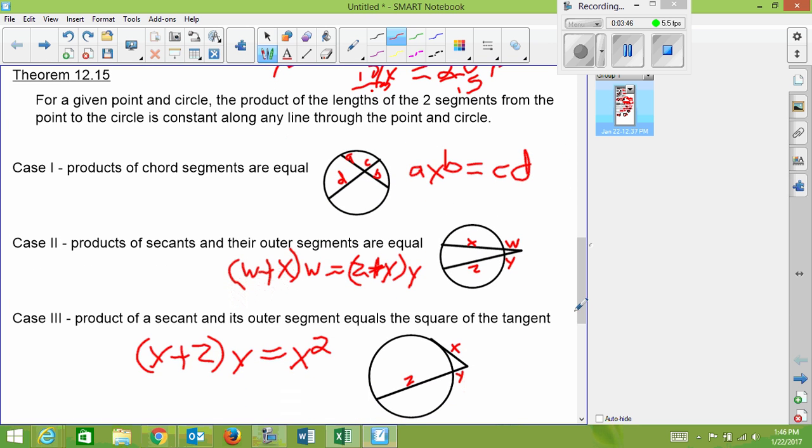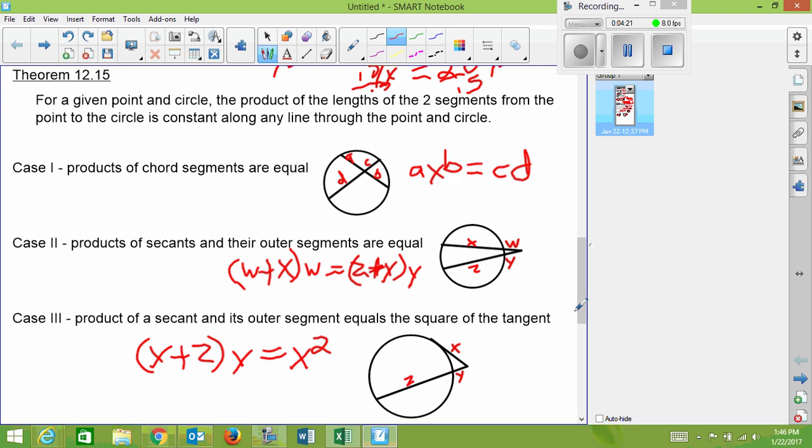Theorem 12.15: for a given point and circle, the product of the lengths of the two segments from the point to the circle is constant along any line through the point and the circle. And there are 3 different ways that you can use this same theorem. Case 1 states that the products of chord segments are equal. So I have, in my example there, A, B, C, and D. So A times B, because those are chord segments, has to equal the other chord segment, which is C and D. So A times B equals C times D.